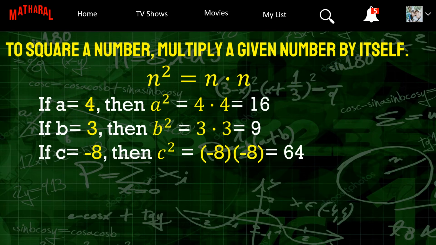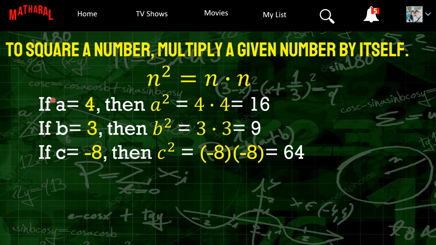To square a number, we're going to multiply a given number by itself. So in here, we're going to follow this pattern. So we have n squared. Some would say it is n raised to the second power, but we must read it as n squared is equal to n times n. Meaning to say, we're going to multiply the number by itself twice, dalawang beses po.